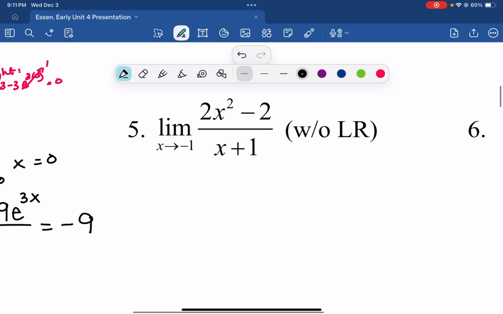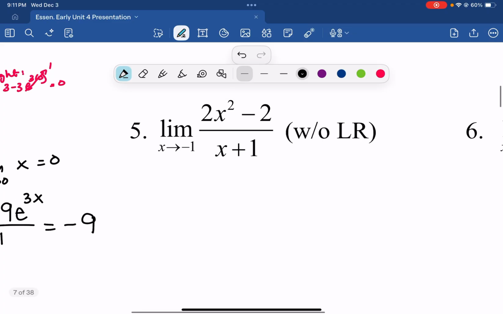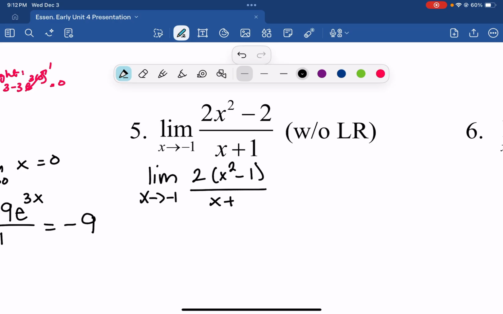Okay. Next, number 5, it says without L'Hopital's rule. Okay, so we're going to look at this. Right, if I plug in negative 1 in this case, I'm going to get 0 in the denominator, right? So what I'm going to do is first factor this. So the limit as x approaches negative 1. I've got 2x squared minus 2, so I can factor out a 2 first and get 2 times x squared minus 1, all over x plus 1.